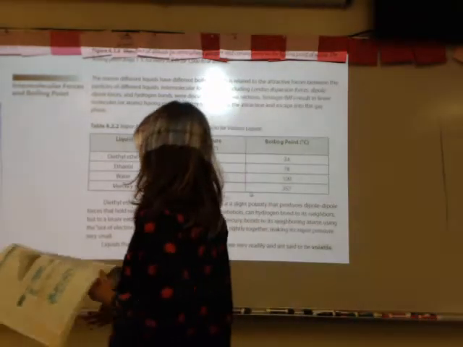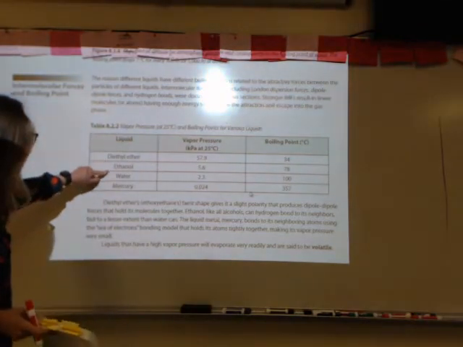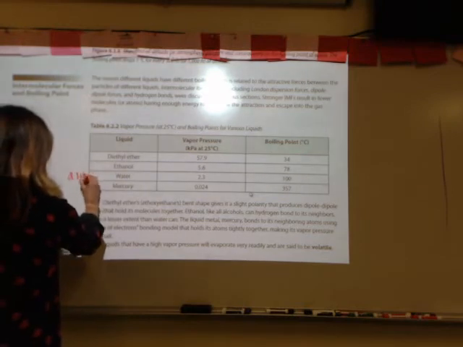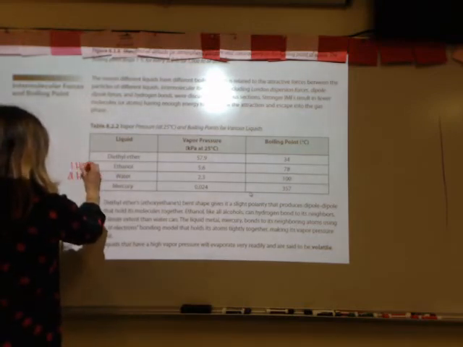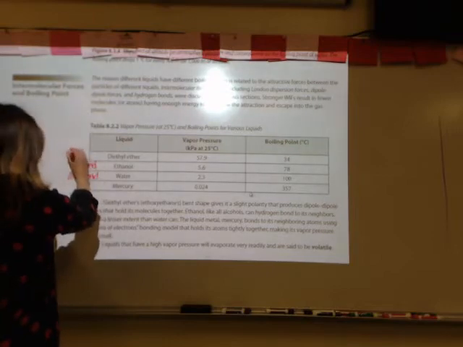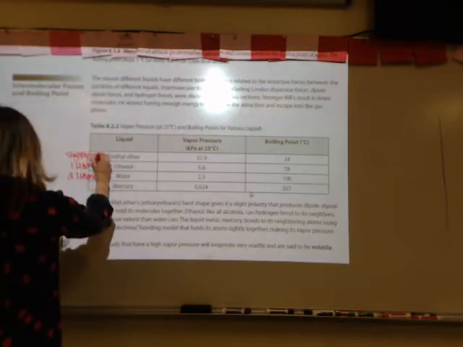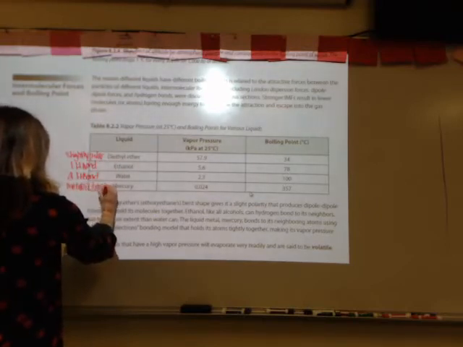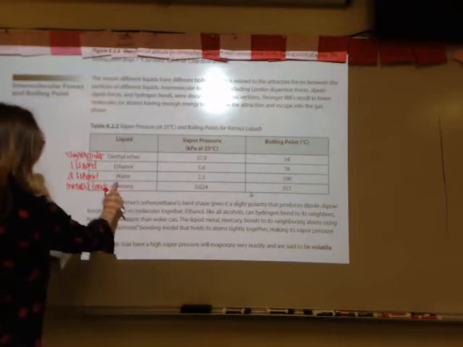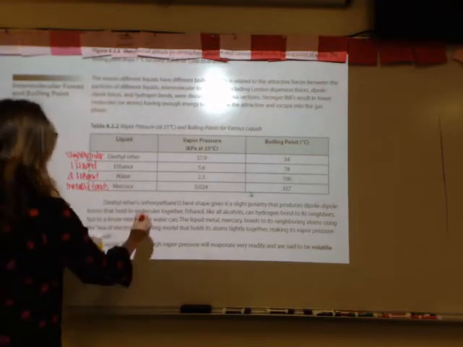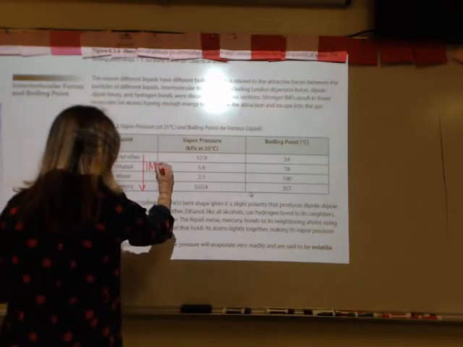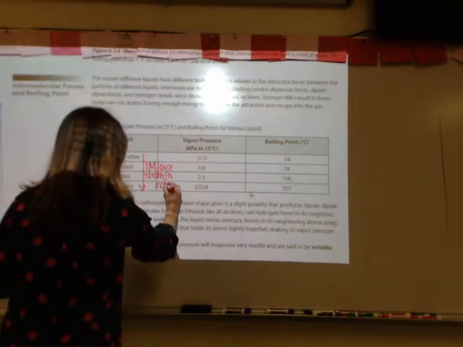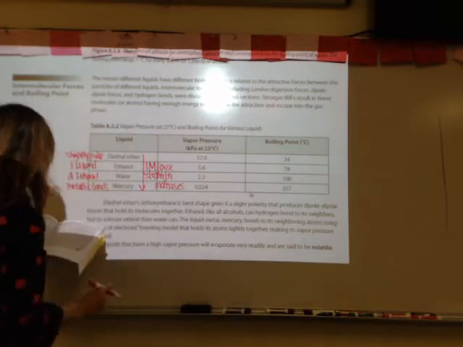So here you'll notice that in this table I have diethyl ether, ethanol, water, and mercury. Now, water has 2 hydrogen bond locations. Ethanol has 1 hydrogen bond location. Diethyl ether is a slightly polar molecule. And then mercury has metallic bonding, and this really has strong intermolecular forces. So the intermolecular forces are increasing as you go down this table.